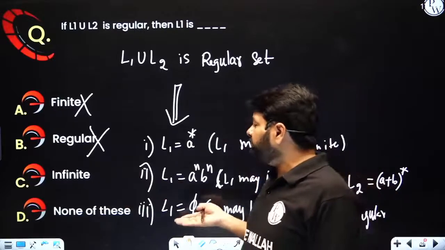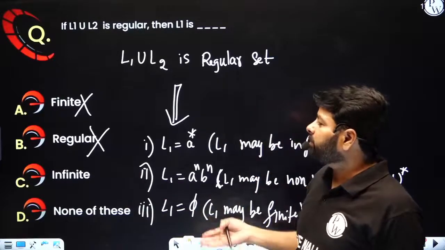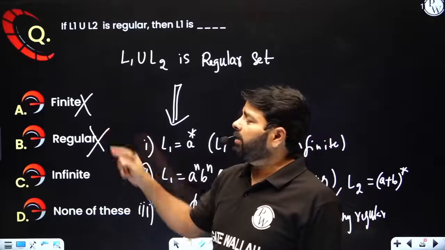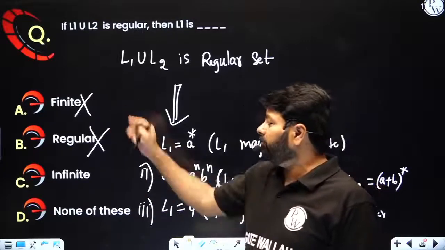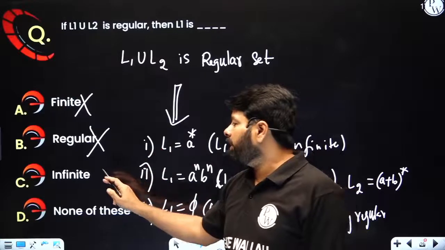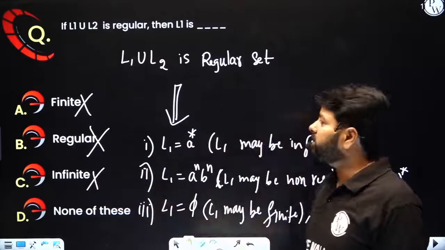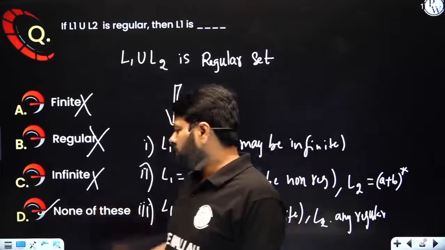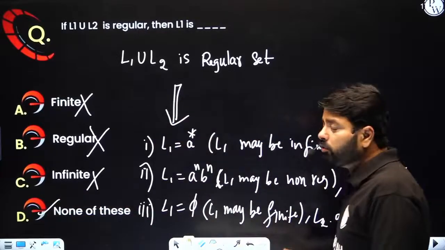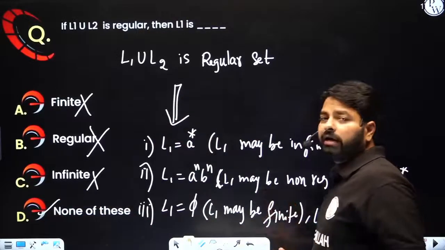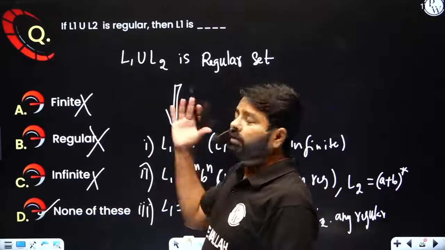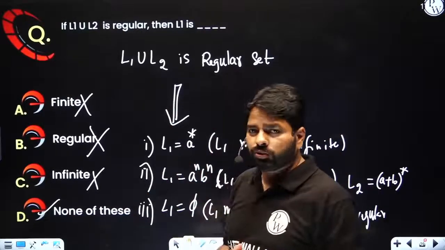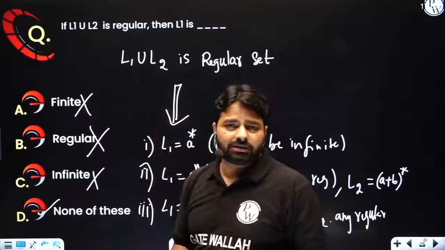Try to fix L1 as per the given options, but L1 need not be finite, L1 need not be regular, L1 need not be infinite. So this is how you can choose the options. You'll go for none of them. In the exam, the most appropriate option that you may see is need not be regular. That is the best answer you should choose in case you don't see options like this. Okay.